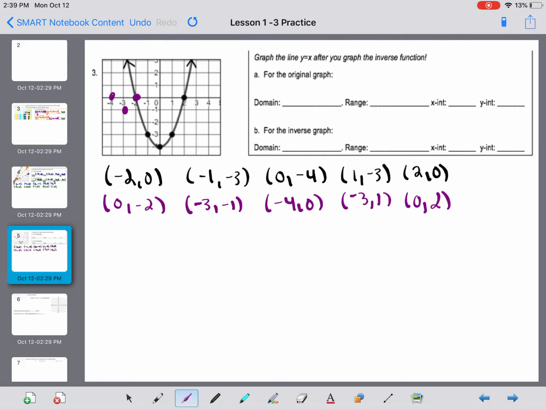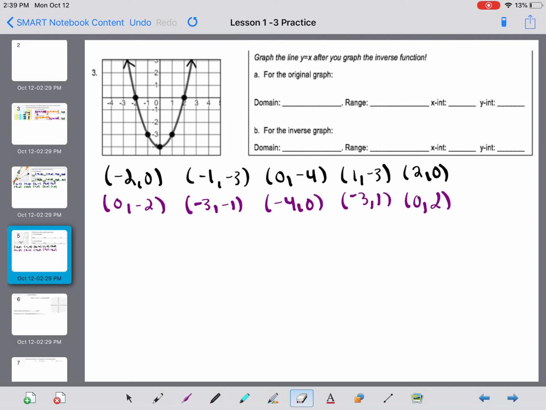-3, positive 1. Something seems off. Oh. Hold on. I'm sorry. Let me replot these. I feel like something's off here.